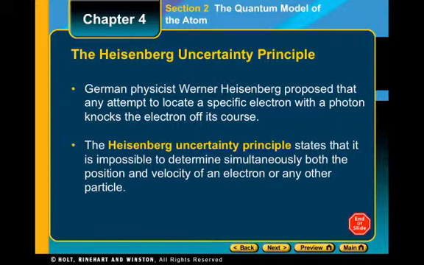Right. So Heisenberg proposed that if you tried to measure the velocity of an electron, you couldn't measure the position at the same time, or vice versa. If you're trying to measure the position of an electron, you would knock it off of its course, and you can't get the velocity at the same time. So the Heisenberg uncertainty principle states that it's impossible to determine simultaneously both the position and velocity of the electron or any other particle. So if you tried to, it's kind of like an airplane propeller.